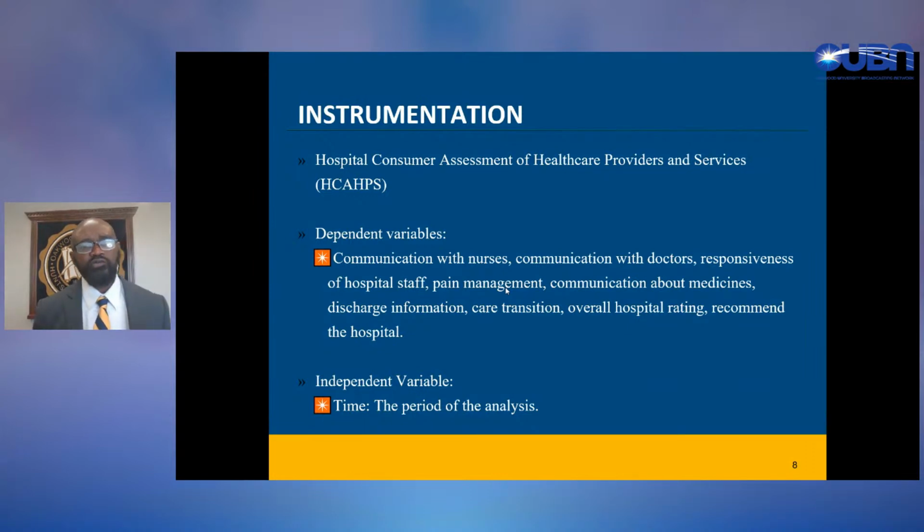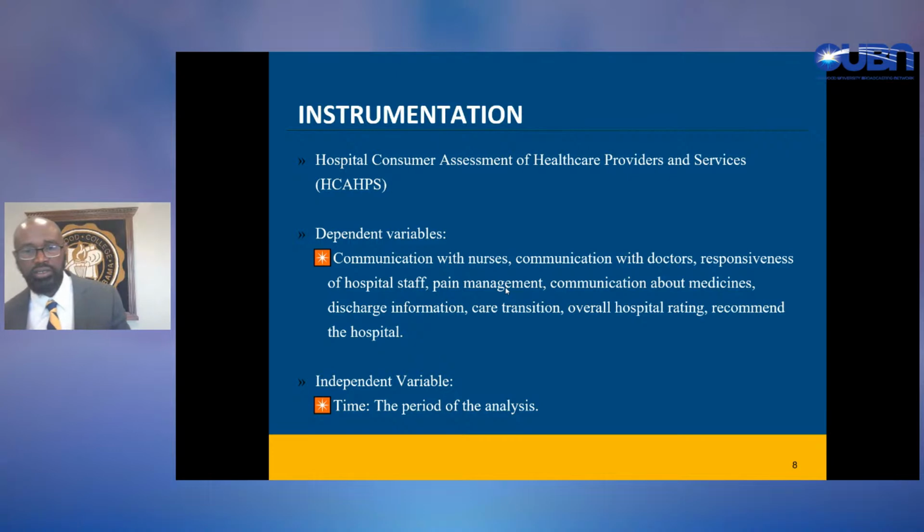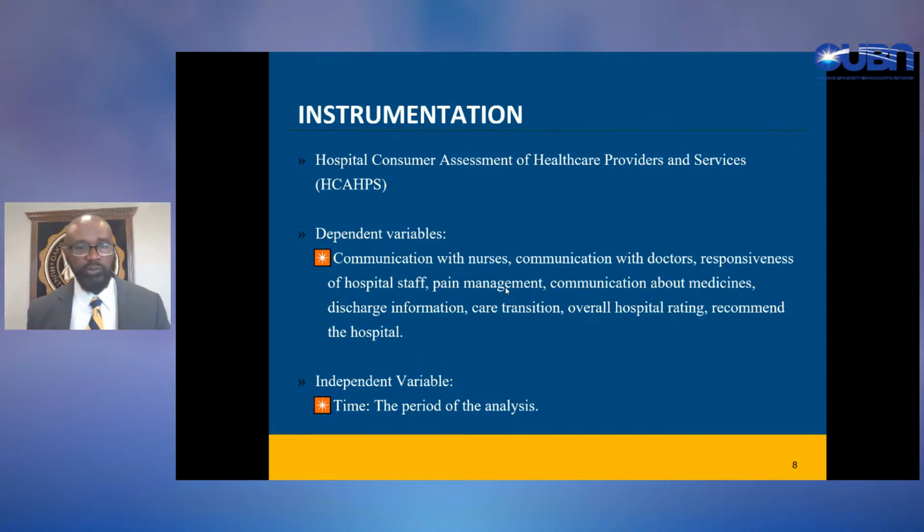So the instrument comes from HCAHPS, as you see there, defined as Hospital Consumer Assessment of Healthcare Providers and Services, who develop the survey and also the ones that process it as well. So the dependent variables as they are on the survey are communication with nurses, communication with doctors, responsiveness of hospital staff, pain management, communication about medicines, discharge information, care transition, overall hospital rating, and recommended hospital.